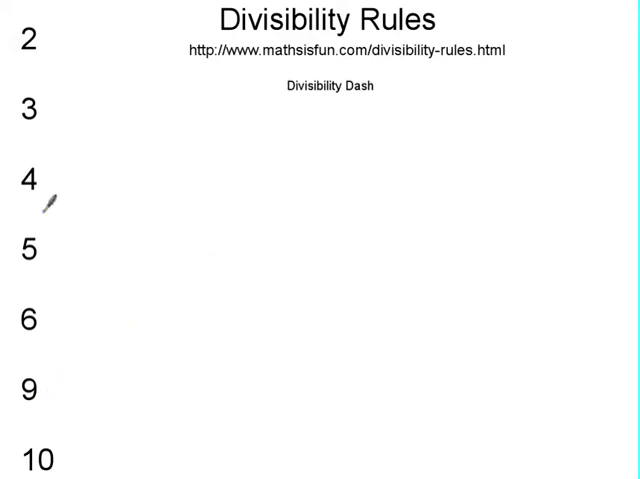9 is similar to 3. You take the sum of the digits. If the sum of the digits is divisible by 9, then the number is divisible by 9. So let's think of an example here. Let's go with 81. 81, 8 plus 1 equals 9. 9 is divisible by 9, so 81 is divisible by 9.